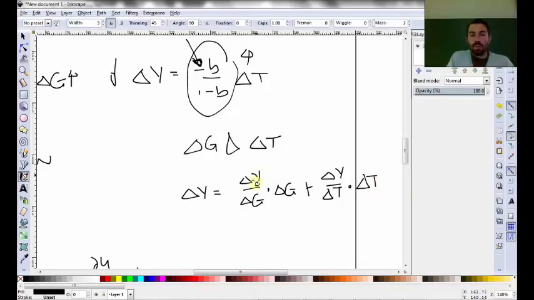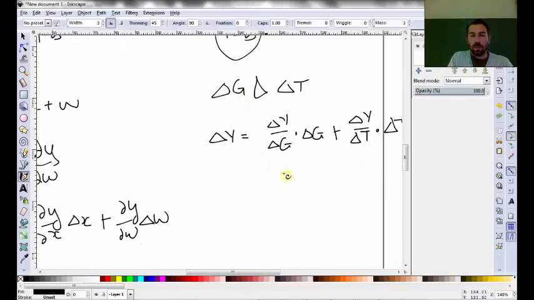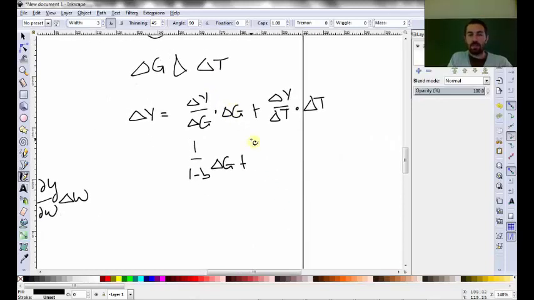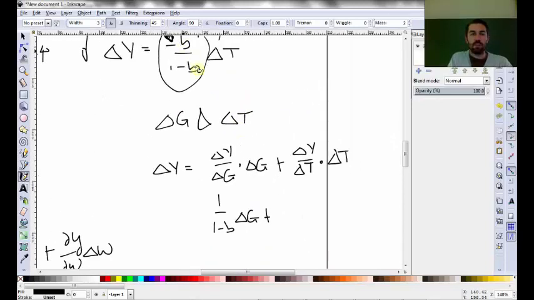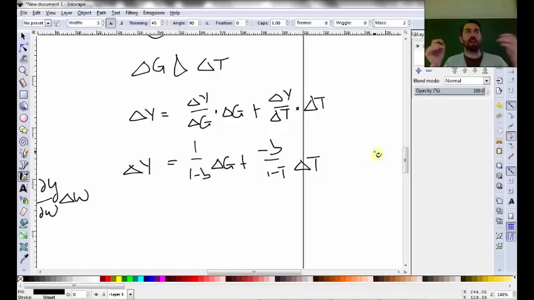So the derivative of Y with respect to G is just the government spending multiplier. So 1 over 1 minus B times change in G plus the derivative of Y with respect to T is the tax multiplier, the tax revenue multiplier. So plus negative B over 1 minus B times change in T. So change in Y will be that equation if I'm changing government spending and I'm changing taxes.